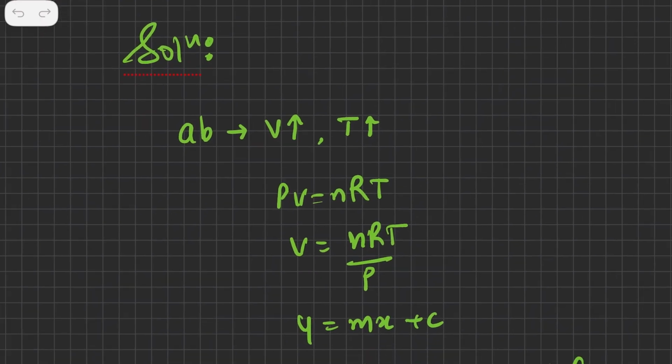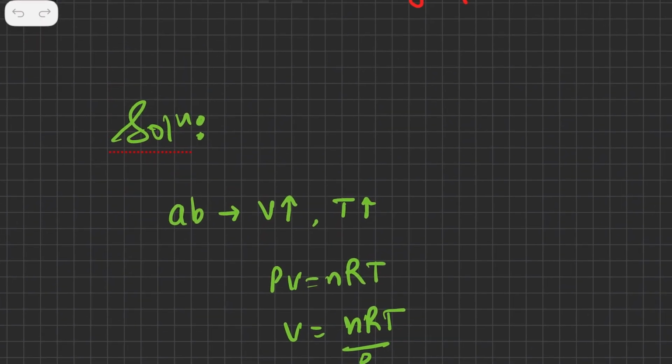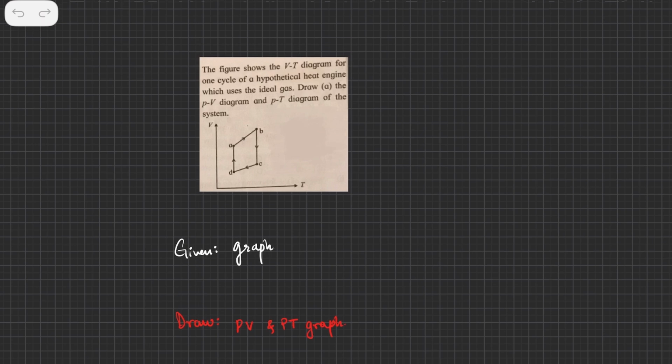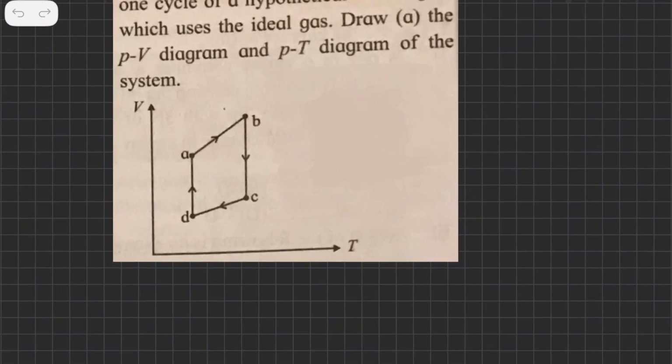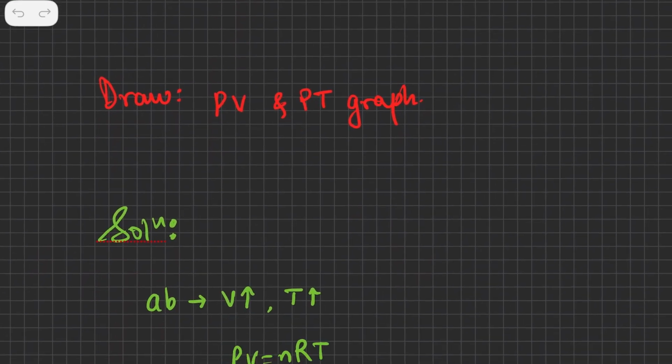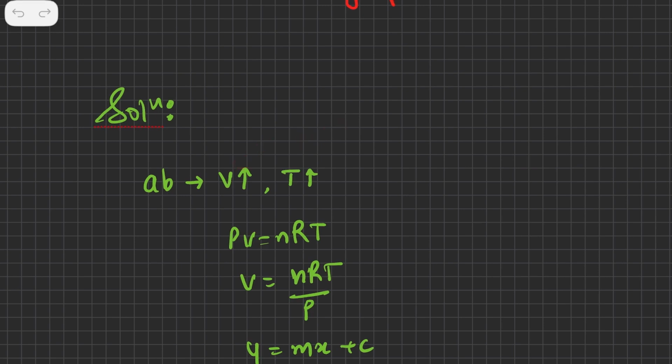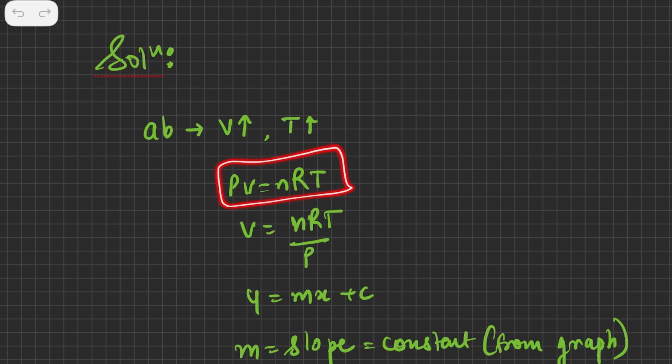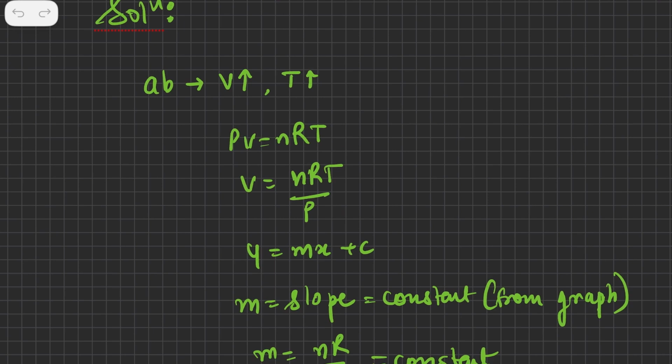So we are given a graph and we are supposed to draw the PV and PT graphs. Let's solve this question. Now what does the AB graph represent? The graph is going up, so the volume is increasing, and because the graph is going to the right, the temperature is also increasing. Volume increases, temperature increases. Also note that PV is equal to nRT, the ideal gas equation, and because our graph is volume and temperature, V is equal to nRT over P, with P in the denominator and n, R and T in the numerator.